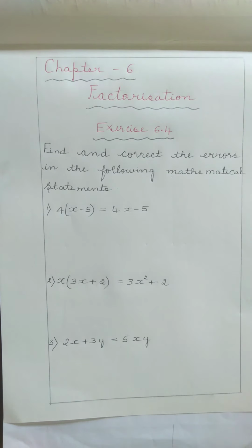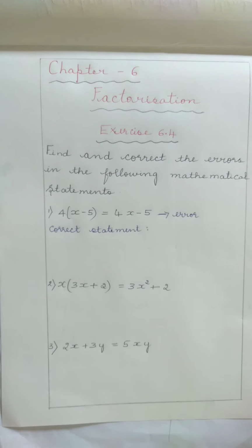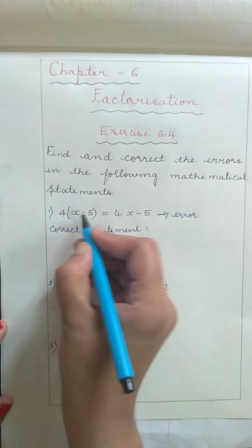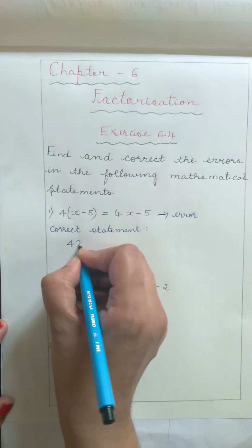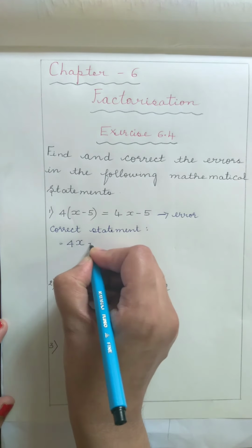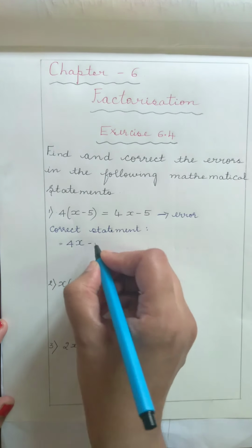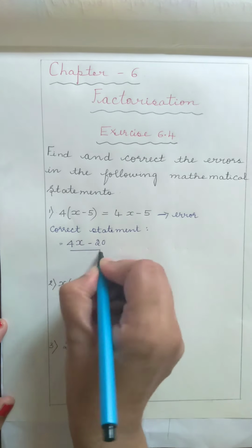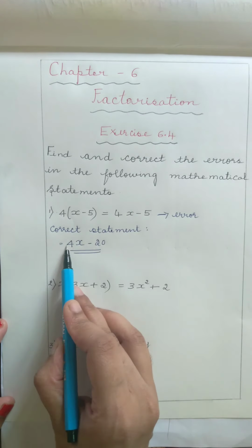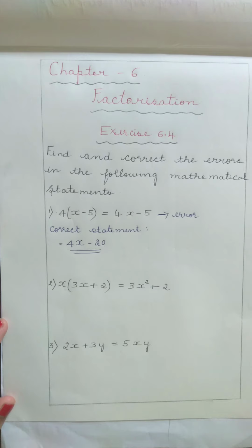Therefore, children, it is not correct. So, that particular problem has an error in the mathematical statement. Therefore, the correct statement is 4 into x, it is 4x minus 4 into 5. 4 5s are 20. Therefore, the correct answer is 4x minus 20.